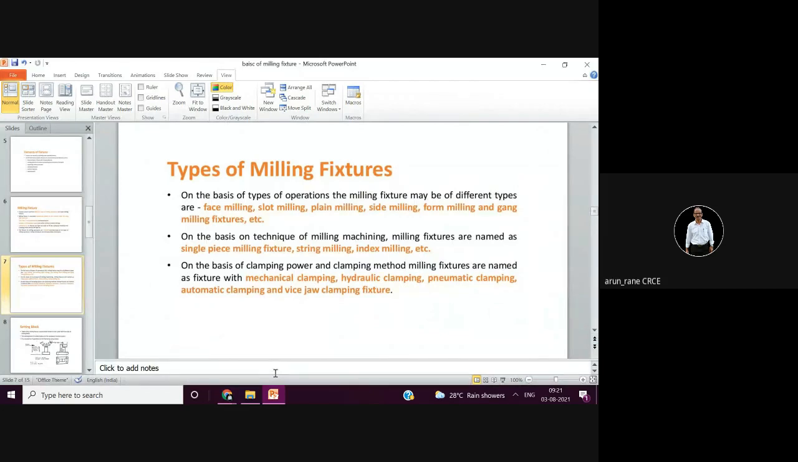So the milling fixtures can be named like face milling fixtures, index milling fixtures. Then they can also be named based on the clamping: mechanical clamping, hydraulic clamping, pneumatic clamping, vise jaw clamping, automatic clamping. So these are the different clamping methods.